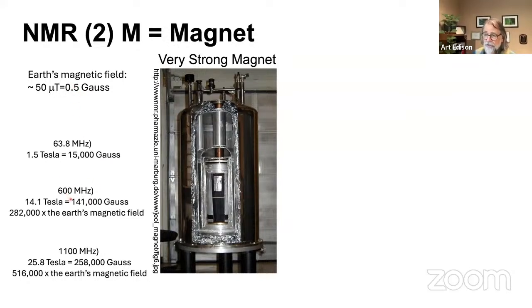600 megahertz, this is the 14.1 Tesla that I referred to on the last slide. This has 282,000 times the Earth's magnetic field, so it's getting pretty big compared to 1.5. And then the 1.1 gigahertz, 516,000 times the Earth's magnetic field. So that's getting pretty big indeed.